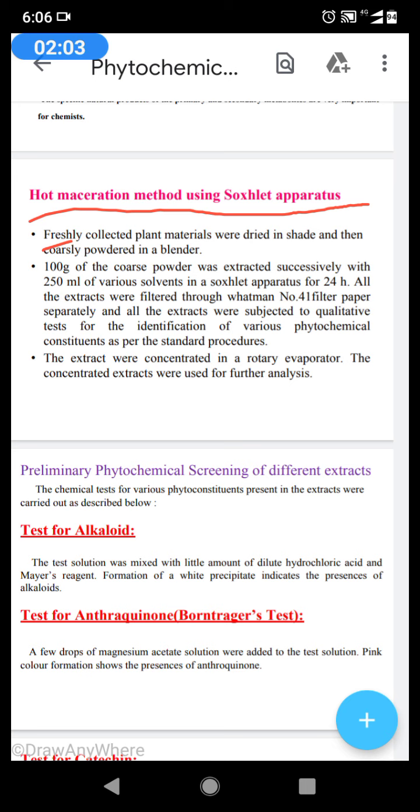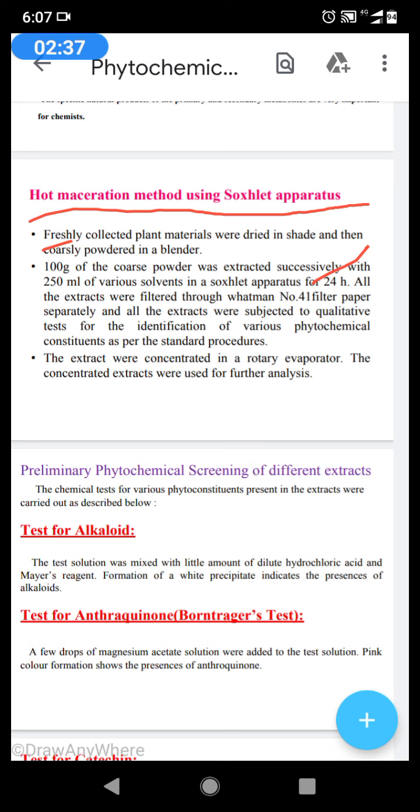Next one, take 100 grams of the coarse powder and extract it successively with 250 ml of various solvents like n-hexane, ethyl acetate, chloroform. Whichever solvent is suitable, you can take, and then you can run the Soxhlet apparatus for 24 hours. All extracts were filtered through Whatman 41 filter paper separately, and all extracts were subjected to quantitative tests for the quantification of various phytochemical constituents as per standard procedure.